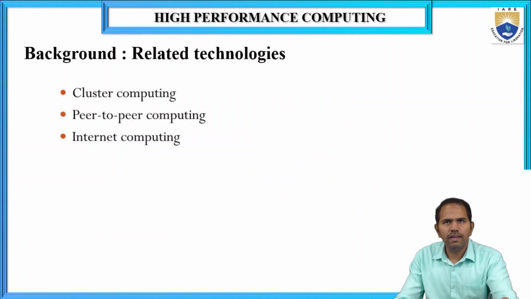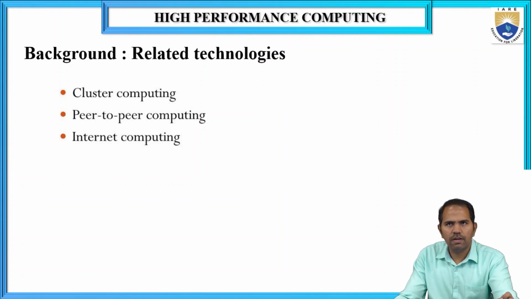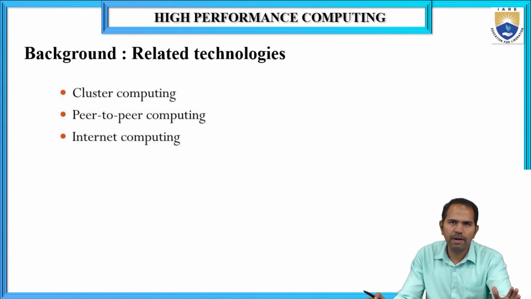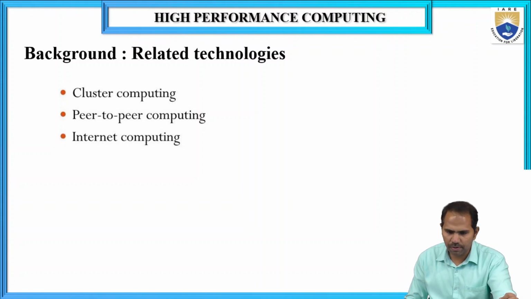Now, see here the background related technologies we use in grid computing. The related technologies are cluster computing, peer-to-peer computing, and internet computing. What do you mean by cluster computing? A group of systems combined so that we can work together. That is a cluster. Now let's see them one by one.